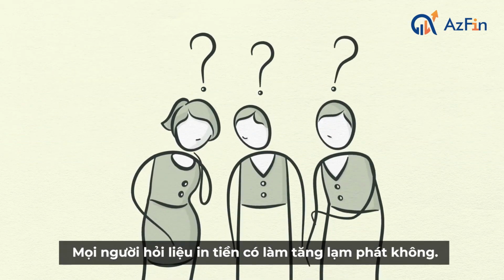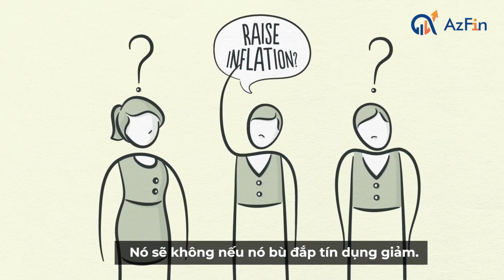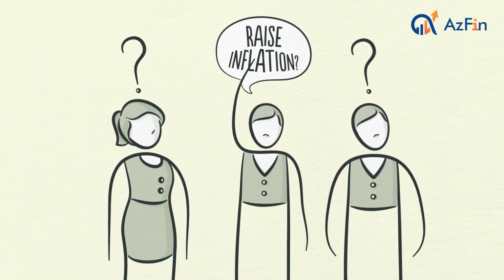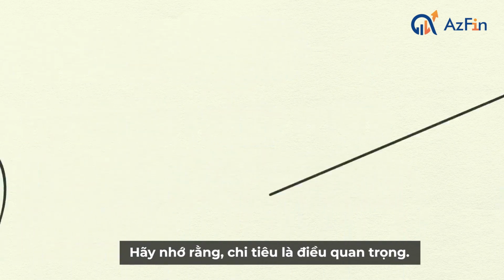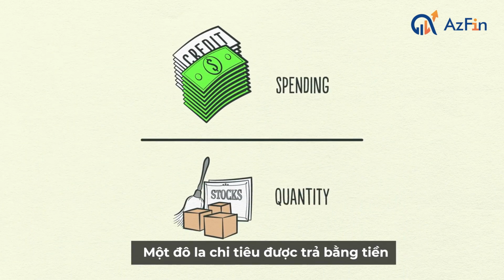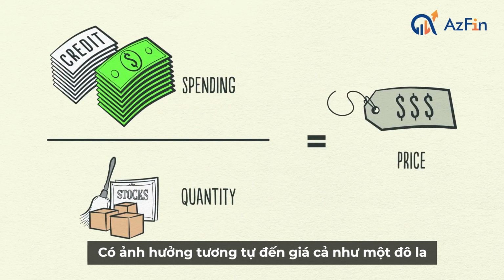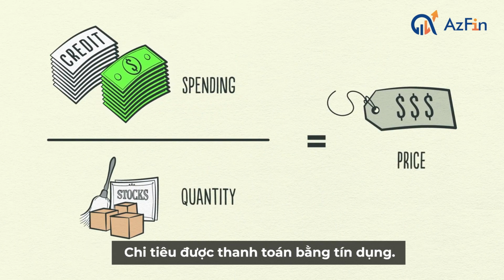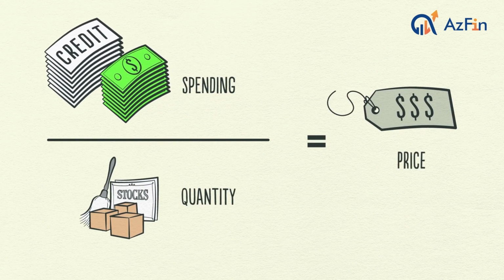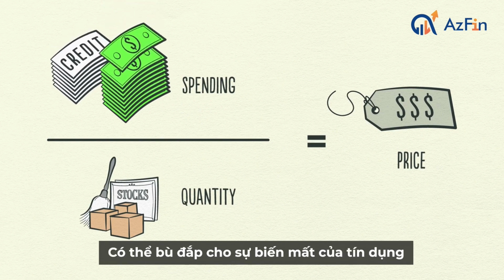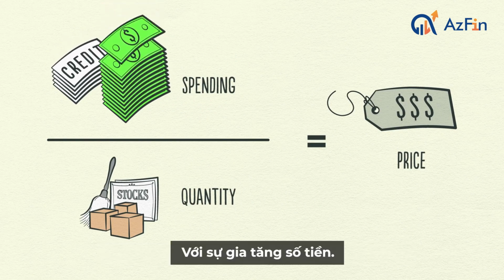People ask if printing money will raise inflation. It won't if it offsets falling credit. Remember, spending is what matters. $1 of spending paid for with money has the same effect on price as $1 of spending paid for with credit. By printing money, the central bank can make up for the disappearance of credit with an increase in the amount of money.